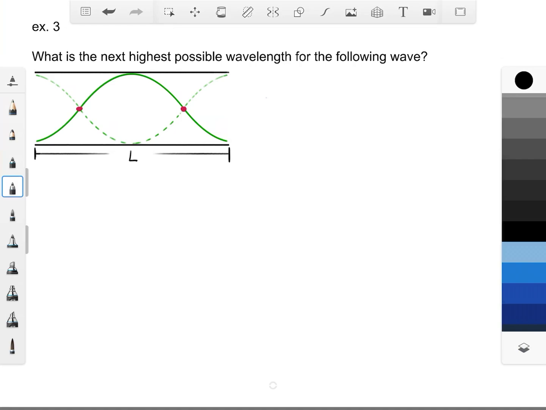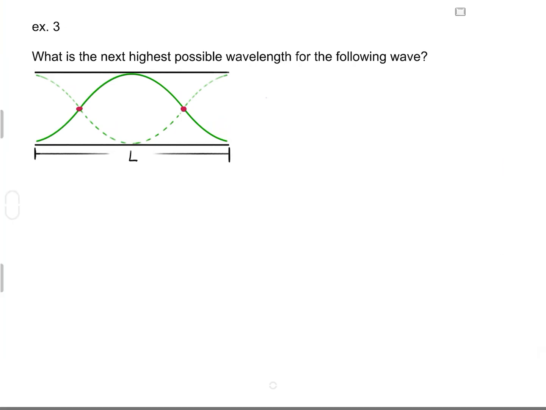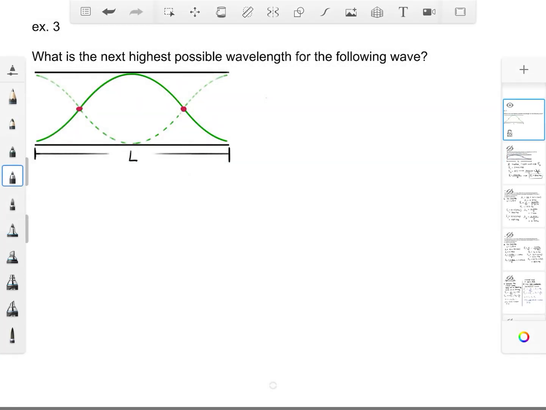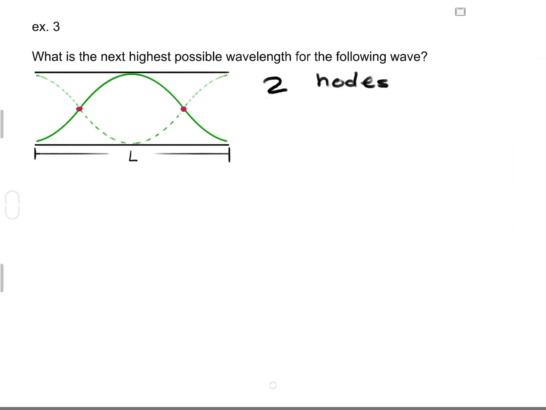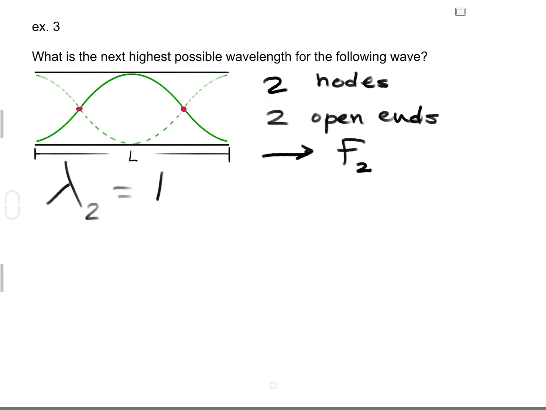But we're going to apply the same strategy as before and take a look at what is happening on the ends and then looking at the number of nodes we have. So here we see two open ends. So we know that all of the waves in this type of scenario behave the same as a regular standing wave on a string. We see two nodes and we see two open ends, which corresponds to our second frequency. Now the second frequency has a wavelength 2 of just the L.